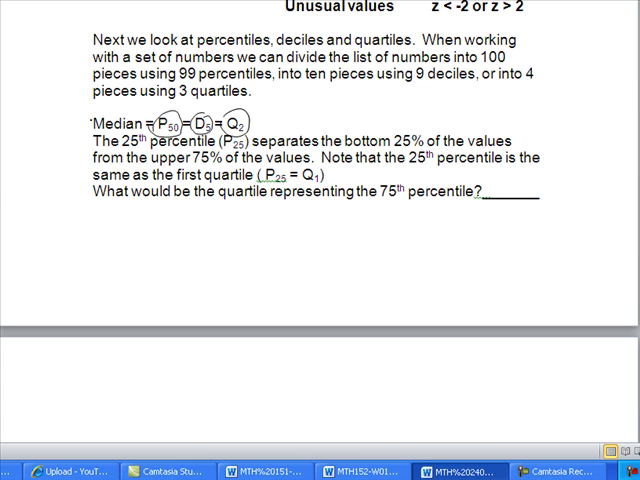So the 25th percentile separates the bottom 25% of the values from the upper 75% of the values. Note that the 25th percentile is the same as the first quartile. So my question is, what would be the quartile representing the 75th percentile? Correct, it would be the 3rd quartile.